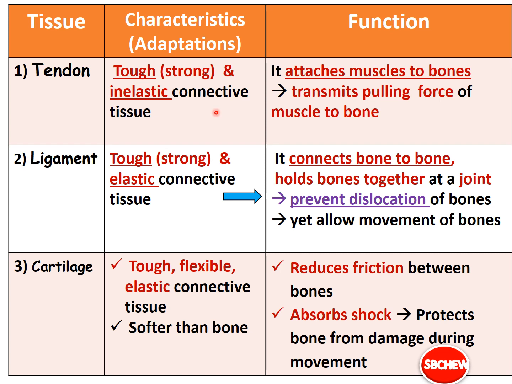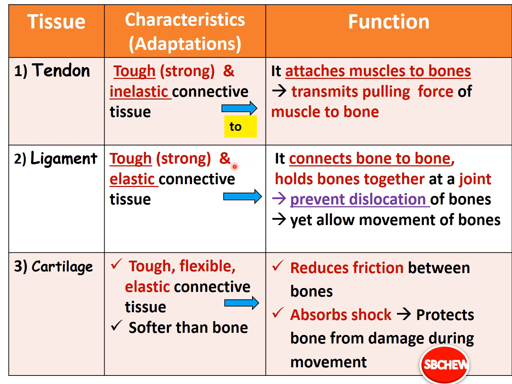All right, so for tendons, to attach muscles to bones, for example. They are tough and inelastic to attach muscles to bones and to transmit the pulling force of the muscle to the bone. Okay, so just connect the characteristics with the function.